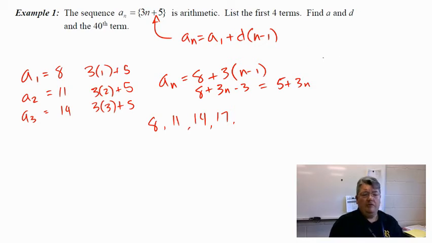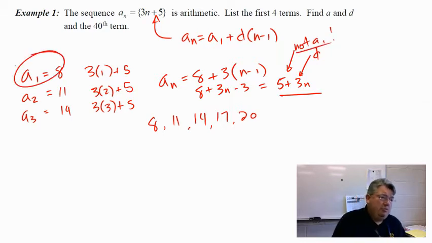These are often written so they look more like a line, mx plus b. But the big key is you've got a number times n and then some other number being added to it. 8, 11, 14, 17. The next one's going to be 20. There's your common difference. This is not the first term. The first term you always find by putting a 1 in there. So there's a lot of ideas there.